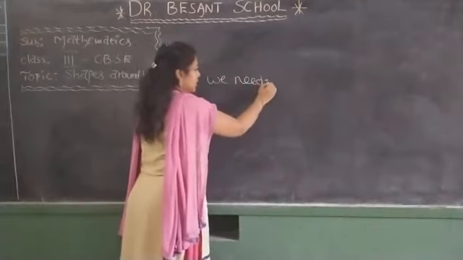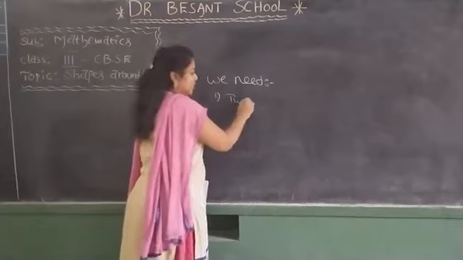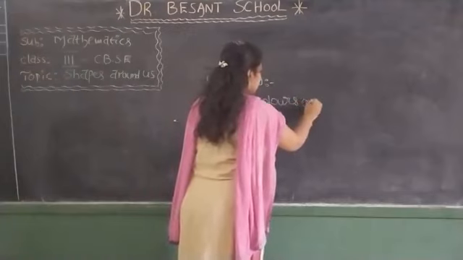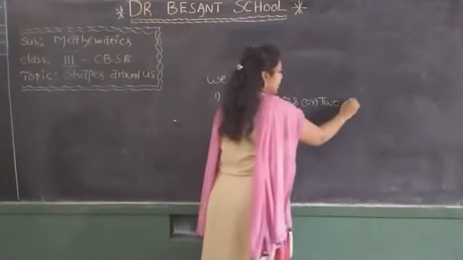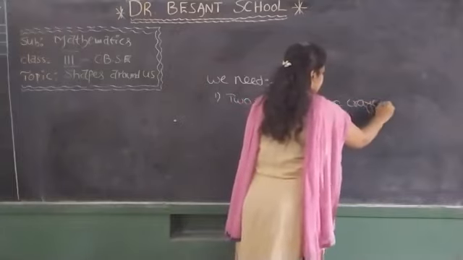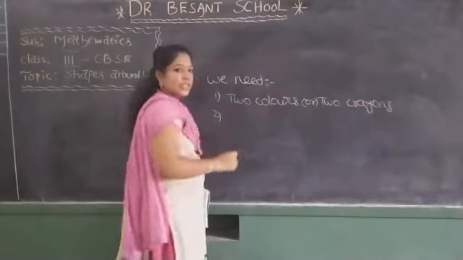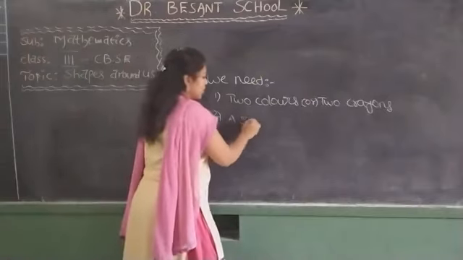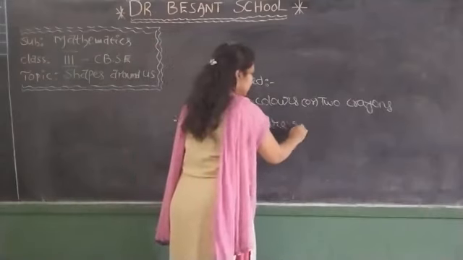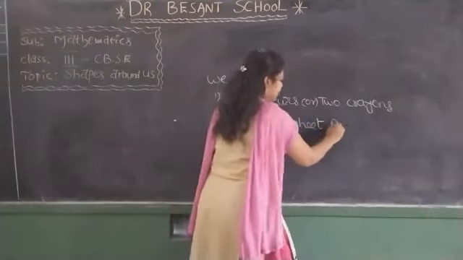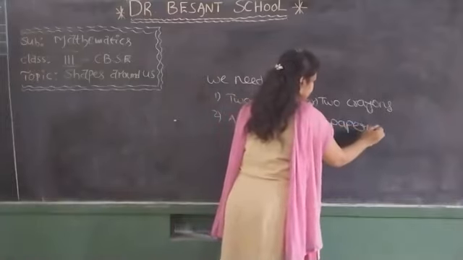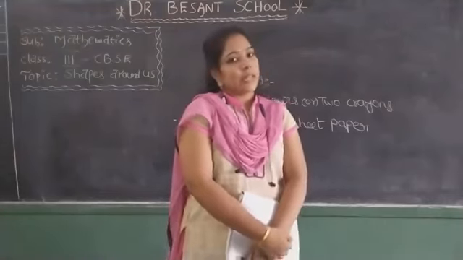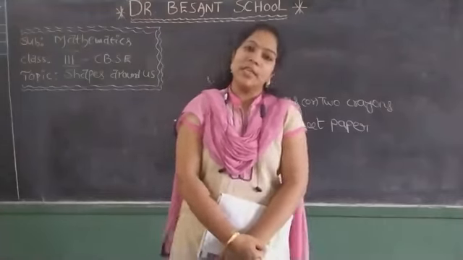What we need? First one, two colors or two crayons. Second thing is a square sheet of paper. Everyone have these items now? If you have, try it now. If you don't have those things, try later.